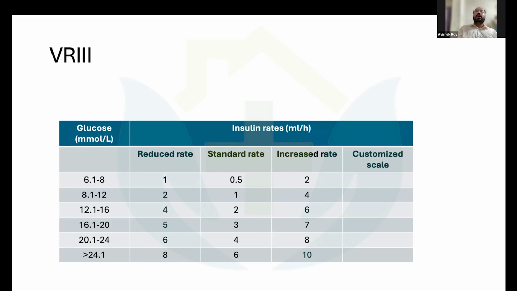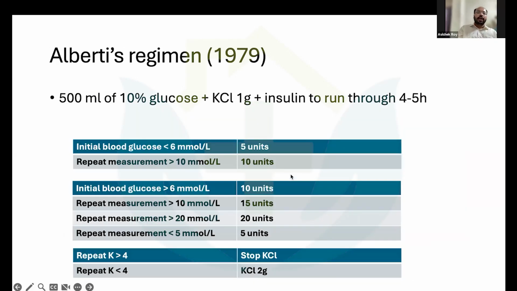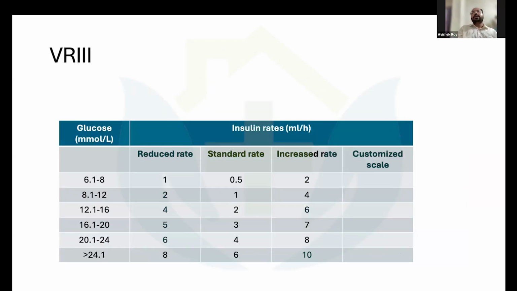And monitor. Suppose at 2 units per hour your sugar level is still high, then you have to increase the rate from 2 to 4 and subsequently higher than that. And if it is low, then you have to adjust it accordingly. There are three rates: reduced, standard, and increased rate. This is also applicable for sliding scale as well. This is based upon the patient's data, the patient's body stature, and the insulin requirement.